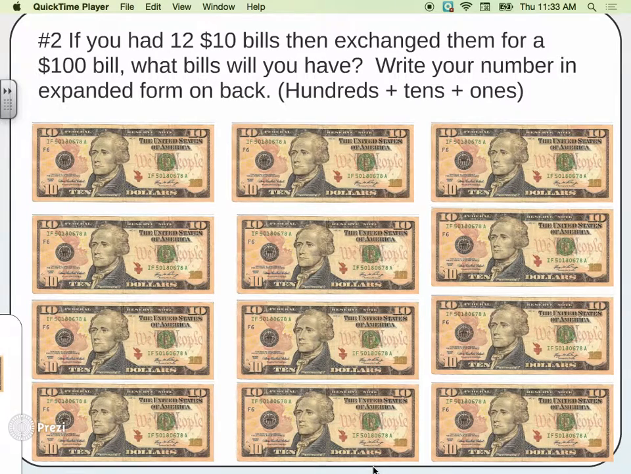Alright, for number 2, what I want you to do is, if you had 12 $10 bills, then exchanged them for $100 bills, what bills would you have? So write that on the back for number 2 and write your number in expanded form. So I want you to put how many hundreds you have, how many tens you have, plus how many ones you have.